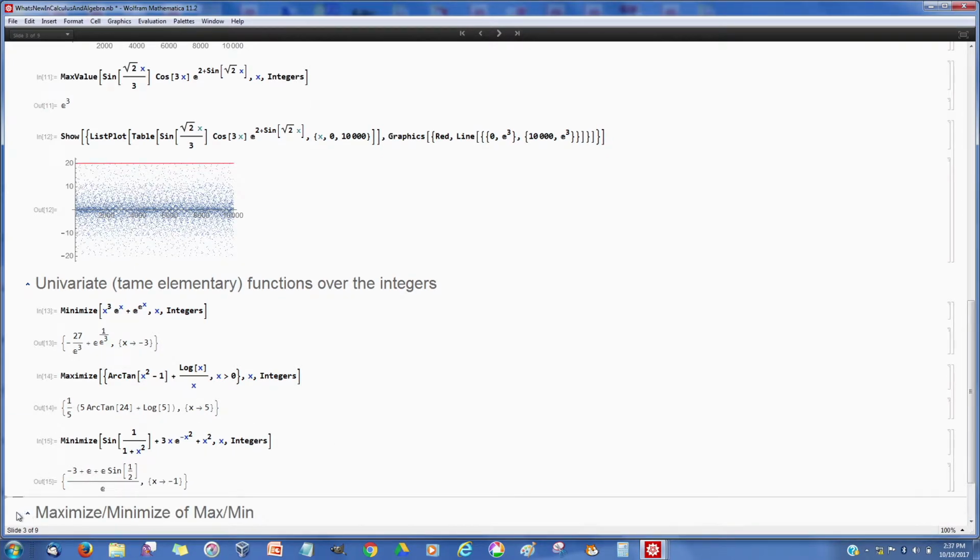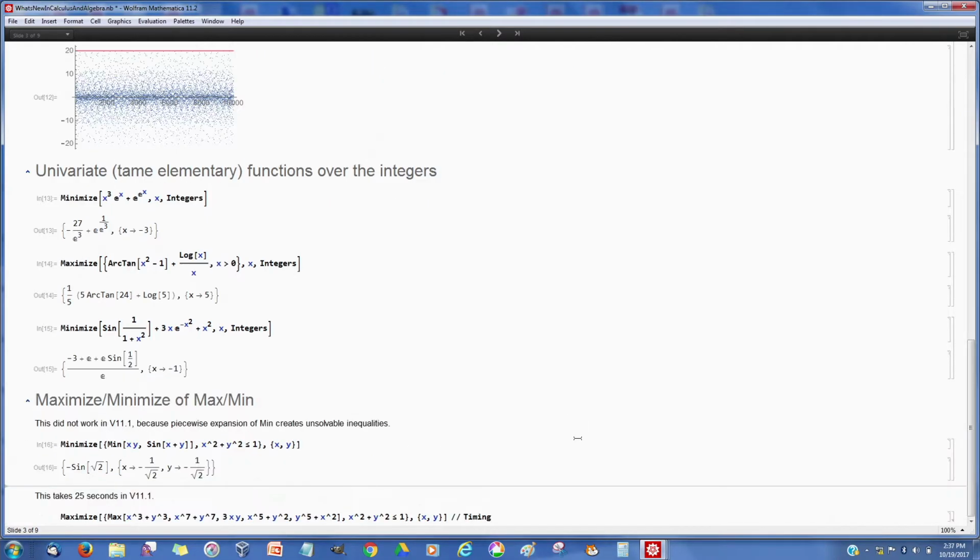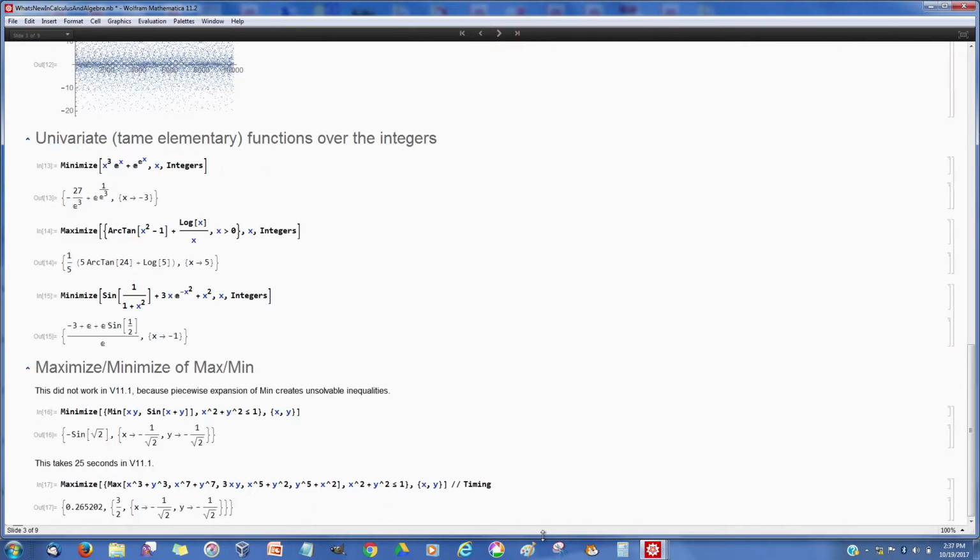And here is a very easy case: maximizing minima of min and max. Basically, we can do all the arguments of min and max separately, and it's much faster than treating the maximum or minimum as a general piecewise function, which was what we had been doing in the earlier version. So this took 25 seconds. Now it takes a quarter of a second.